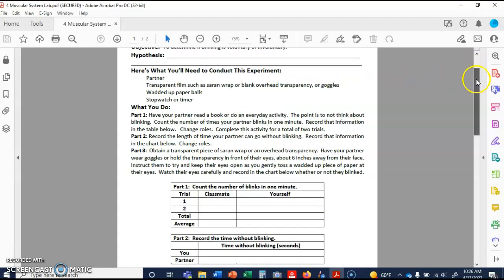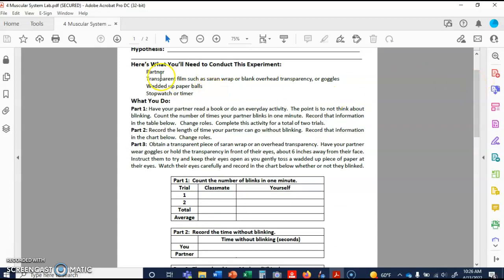This is your educated guess on what you know about blinking, muscle systems, voluntary and involuntary muscles. Okay. And then as we come down, it says this is what you'll need. You're going to need a partner. You are not going to need a transparent film such as saran wrap or a blank overhead transparency. You will have goggles, and there are clean, sanitized goggles in the back of the science lab hanging on the drying rack. You will need to wad up a few paper balls. I have scratch paper we can use for that. And you will be given a timer. So you do not need to use your phone as your timer. You will be given a timer.